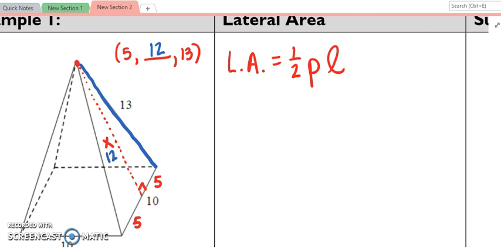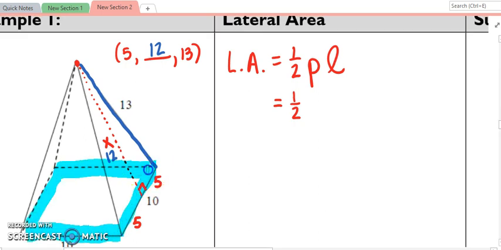Now I think I'm ready to finally find my lateral area, which remember is just going to be the area of all 4 of those triangles combined together. So I have 1/2 the perimeter of the base. So I have 10, 10, 10, and 10.